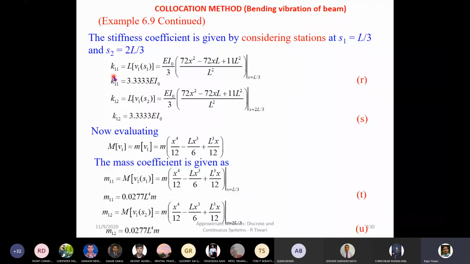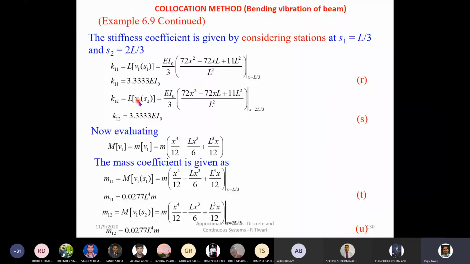So K11 is now V1 S1. Now you can see that S1 is different. Previous S1 was L by 2, but when we took two terms, we have taken different stations. So calculation of the K11 is different here as compared to the previous, because now X is L by 3, earlier it was L by 2.